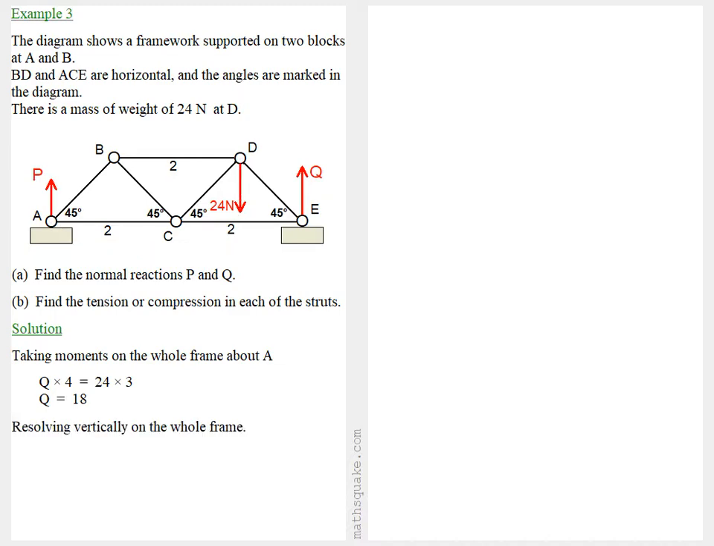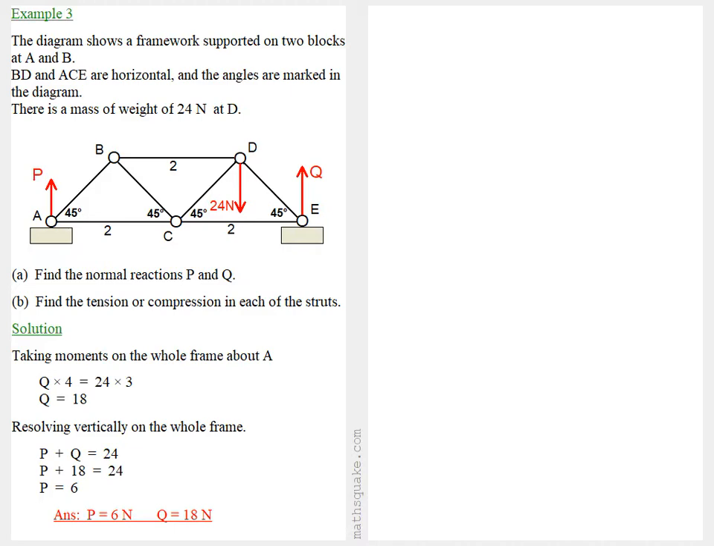Now, if we resolve vertically on the whole frame, we have P plus Q equals 24, but Q is 18, so P plus 18 is equal to 24, or P is equal to 6. So we have P is equal to 6 newtons, and Q is equal to 18 newtons. Now in part B, we're asked to find the tension or compression in each of the struts.